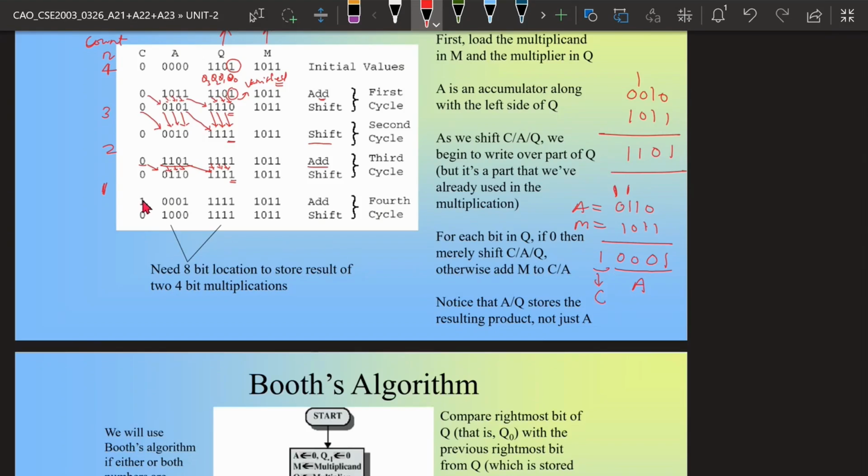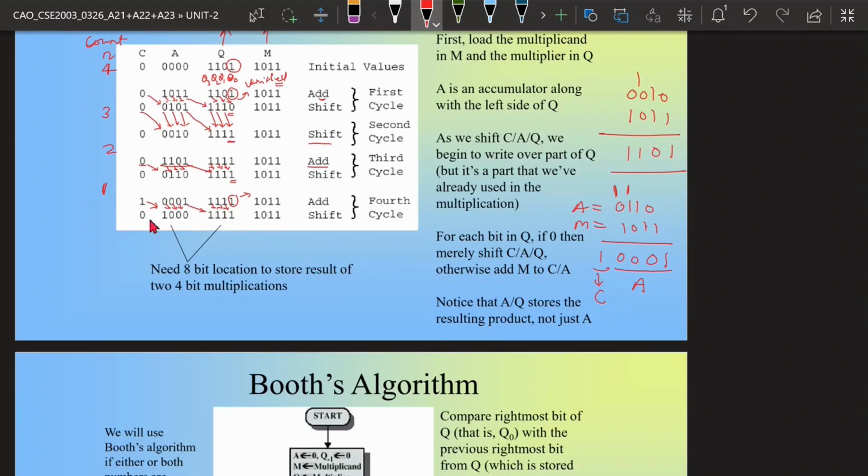So once we are adding, C will be stored here as 1, and the result will be 0001. So 0001 will be in A, and C will be copied as it is, and M will be copied again. So after adding, we need to perform the shift operation. So we will be shifting it here. And this will be flushed out. Okay, so after shifting, this is the value.